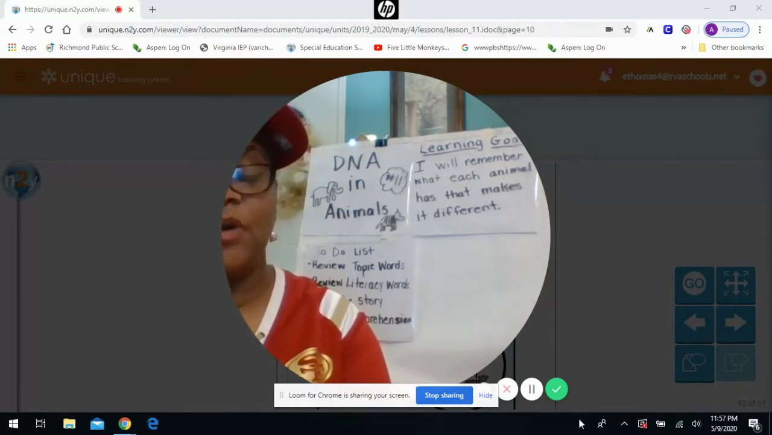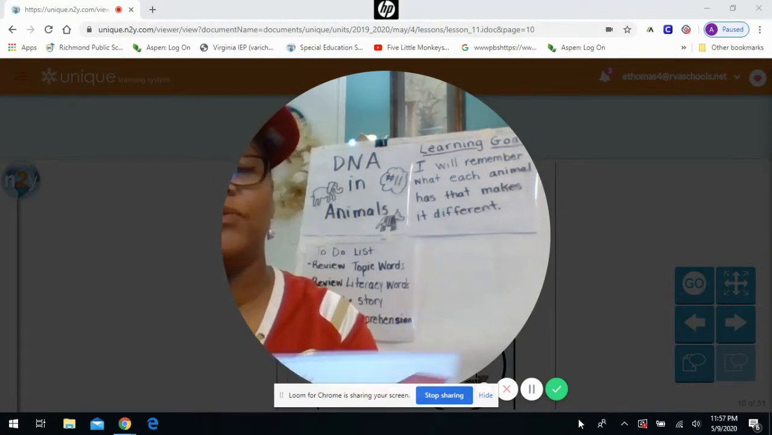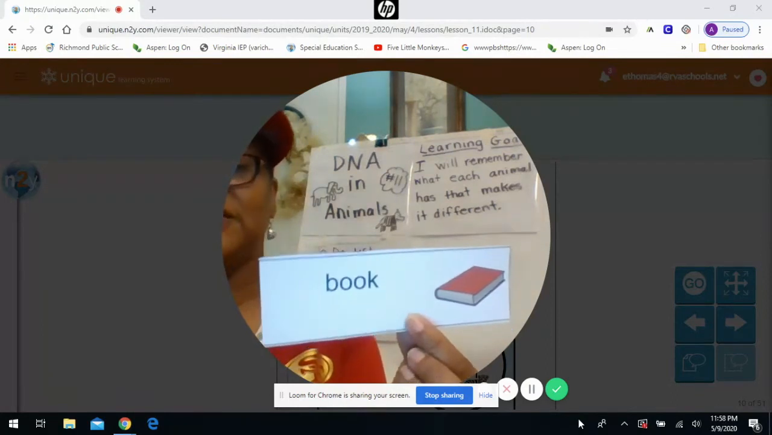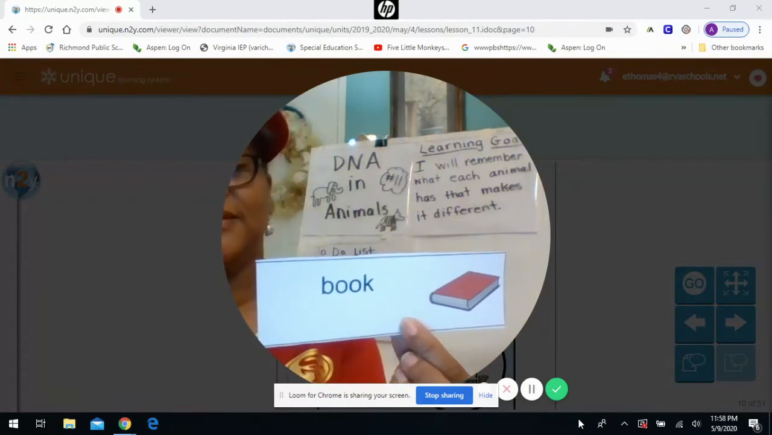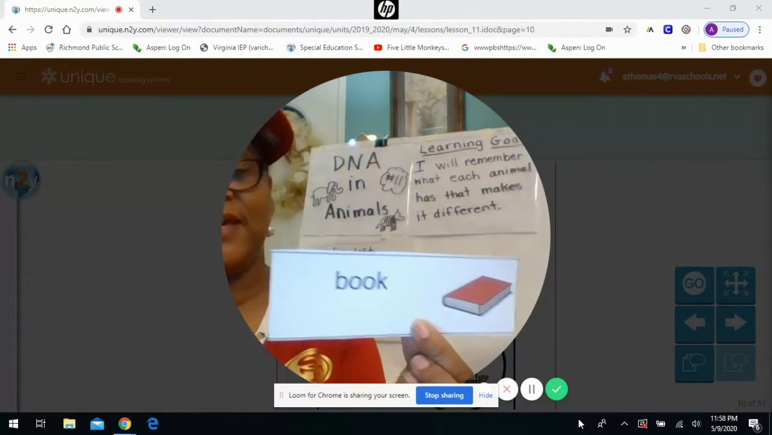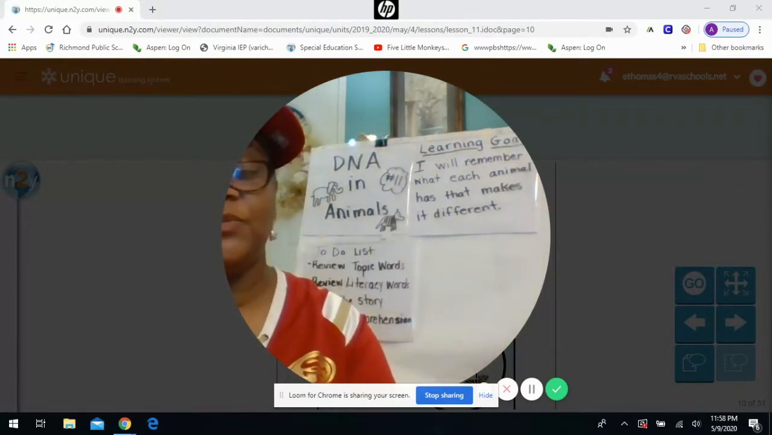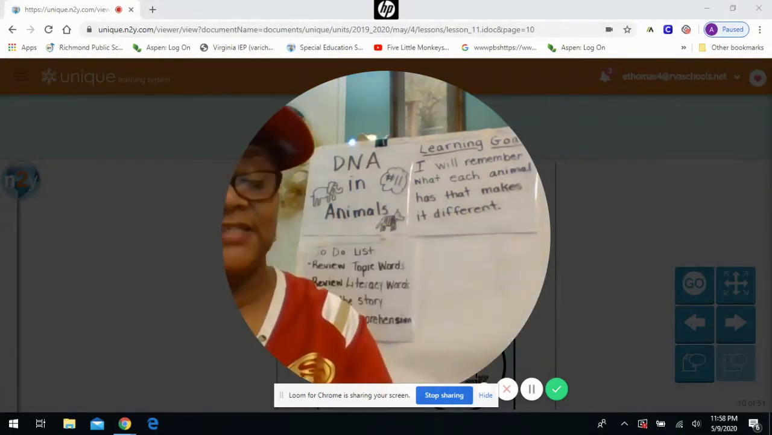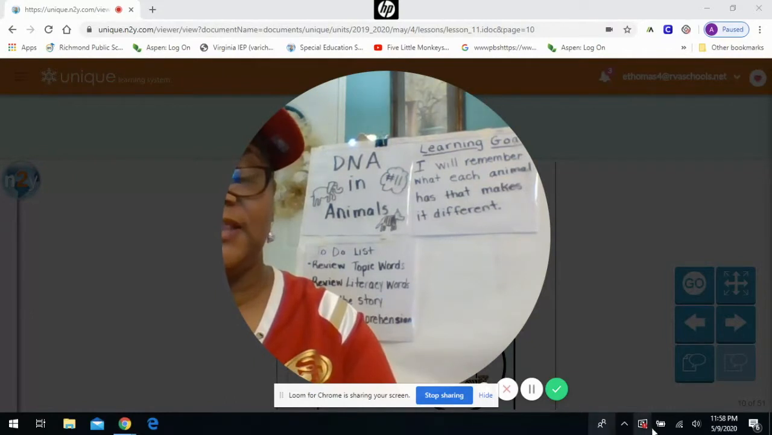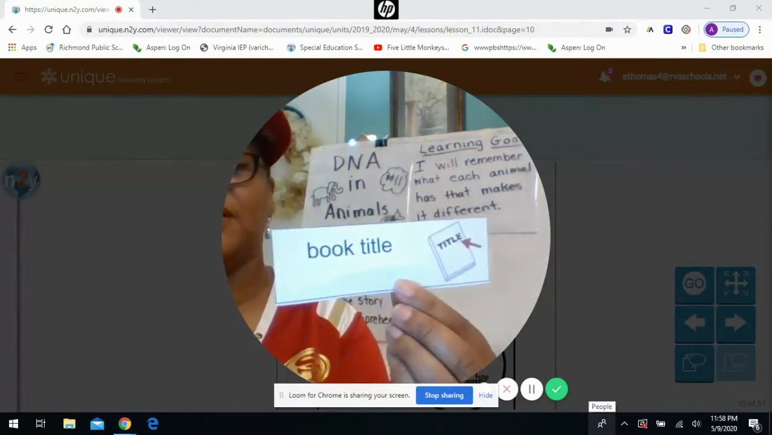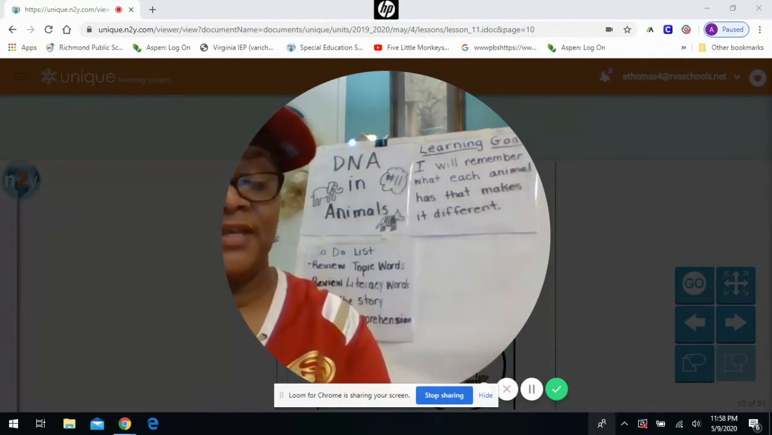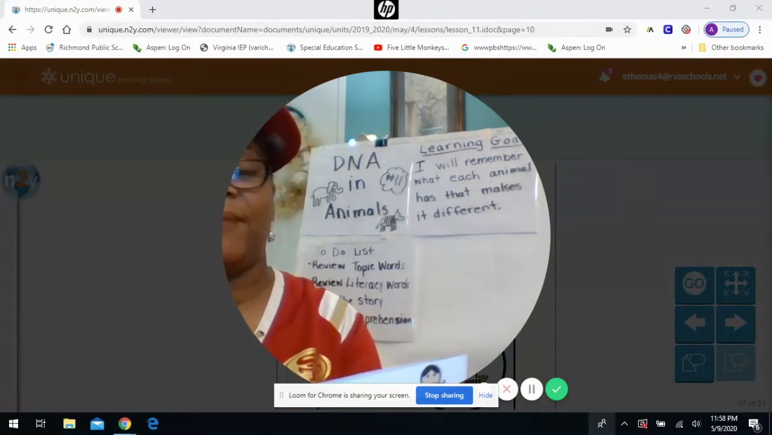Alrighty. So let's keep going and go over our literacy words. First word is book. A book has lots of information and it's on pages. And what do we do with a book? We read it to gain lots of information. The name of the book is called the book title. When we write the title of the book, we capitalize it.